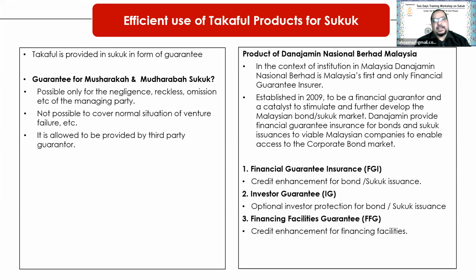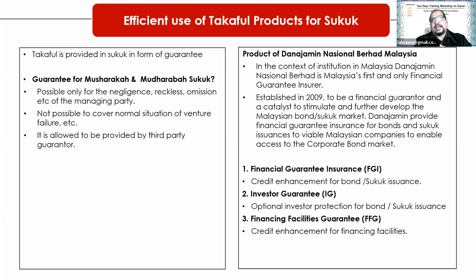So if you have a sukuk structure, and the sukuk does not have a very high rating because of potential risk, Danajamin comes in as a third-party provider of guarantee to address those issues. Then it provides what is called credit enhancement. Then the rating will move up. Then it will have very good credit, which helps in marketing and selling the sukuk.